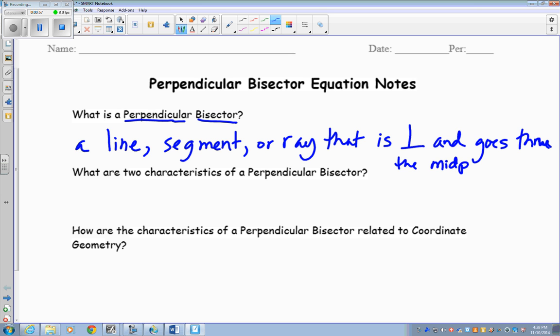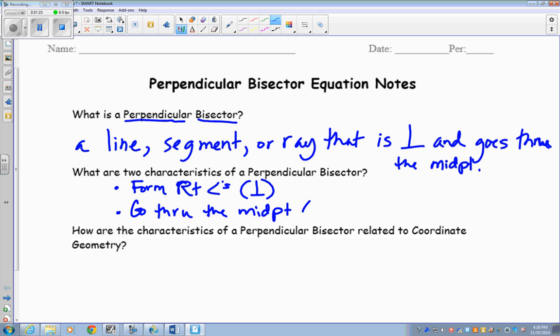That's the bisector part. So two characteristics of a perpendicular bisector. One, it has to form right angles. That's why it has to be perpendicular. And it has to go through the midpoint. That's the bisector part. Okay. All right.